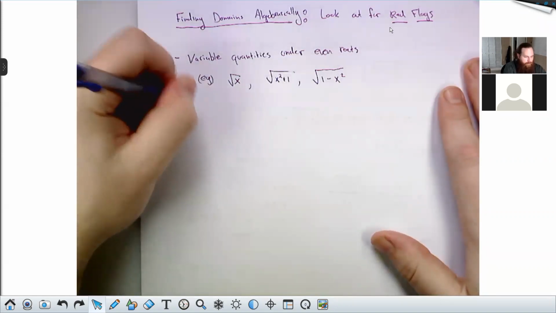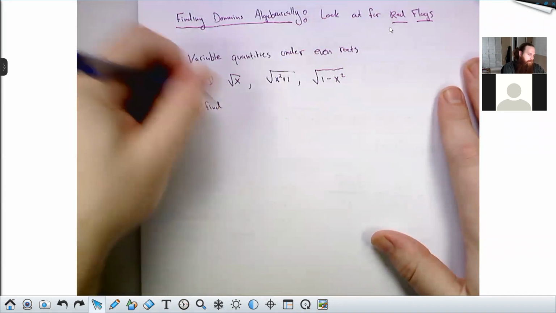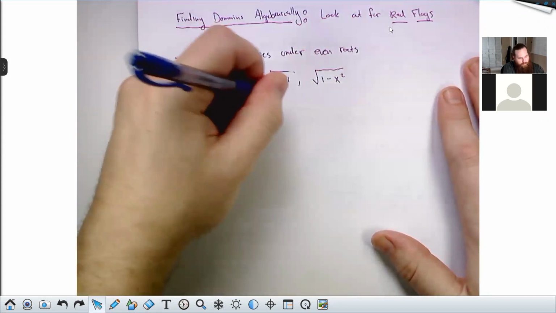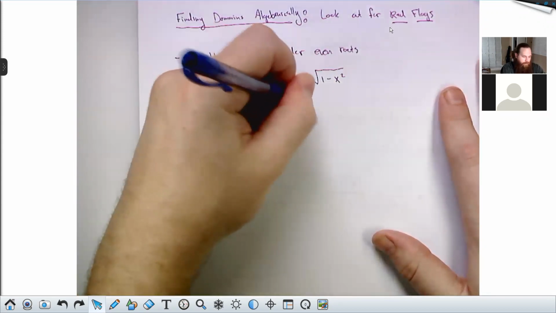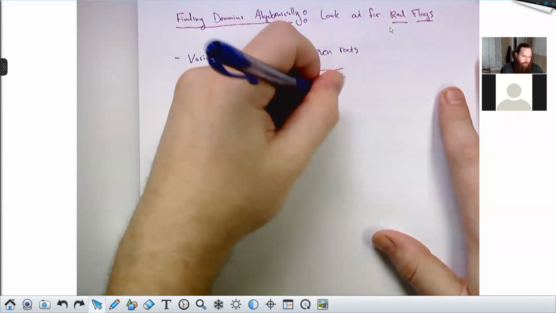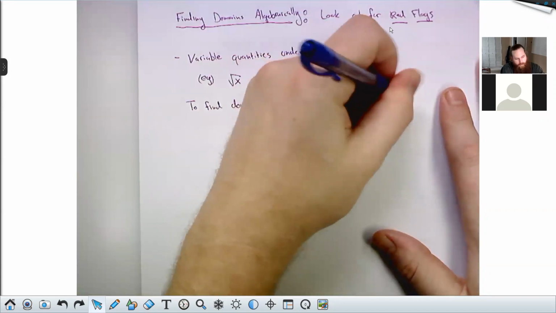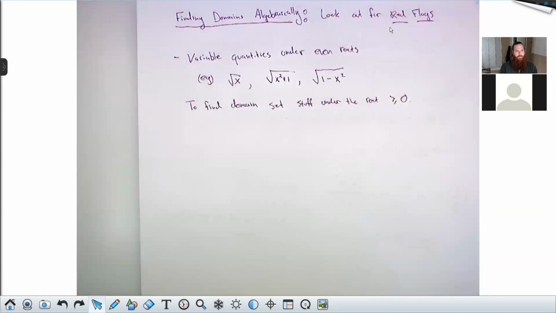Here, to find the domain, set the stuff under the square root greater than or equal to 0. Because we cannot take the square root or the fourth root or the sixth root of a negative number, I need to make sure that the stuff that's under my root is not negative. What does it mean to be not negative? It means to be bigger than or equal to 0.